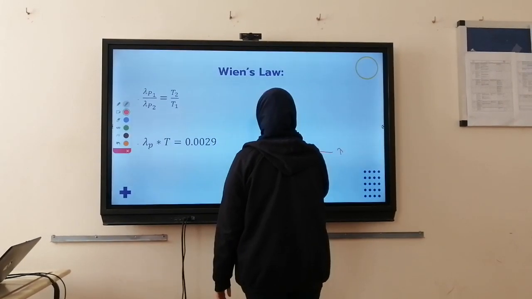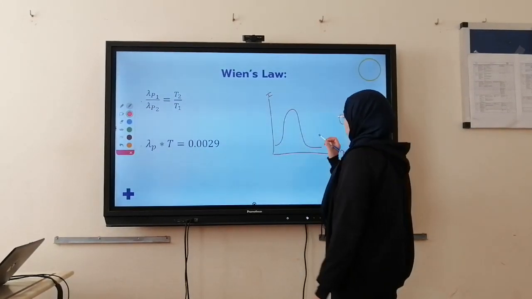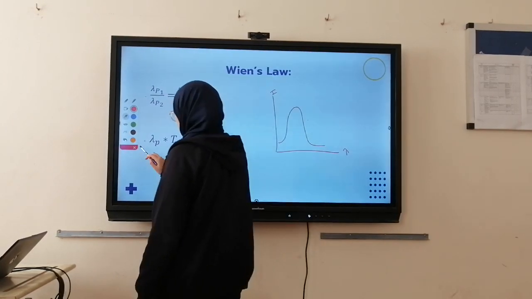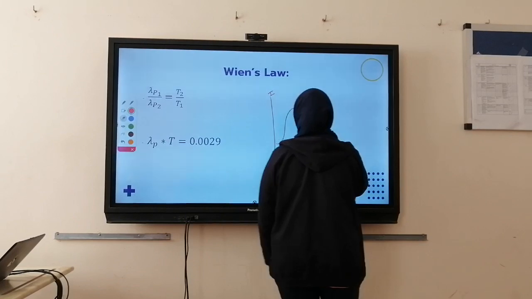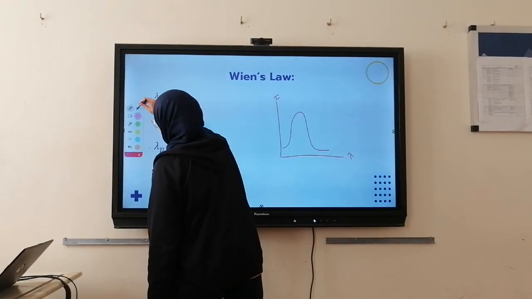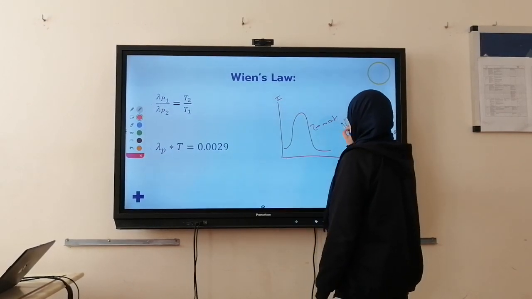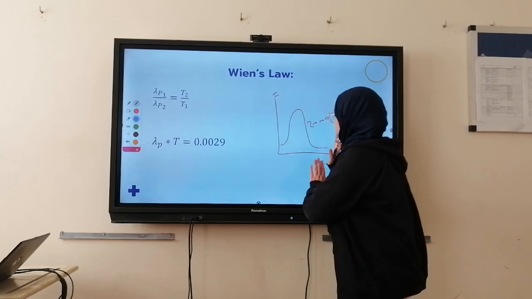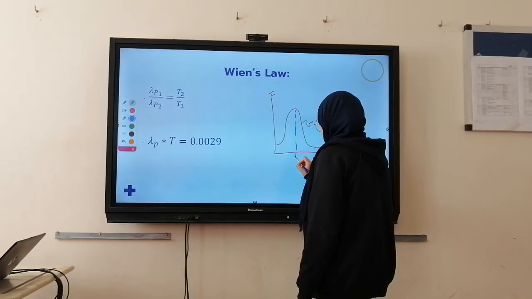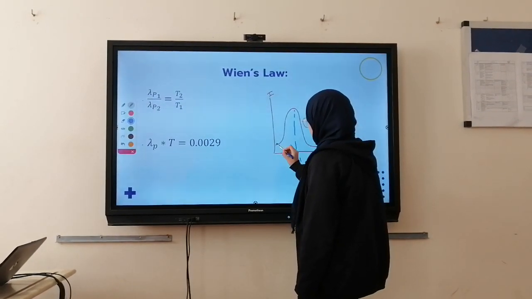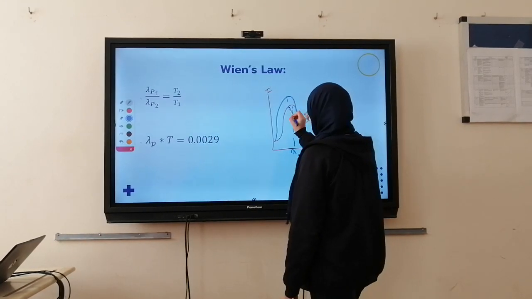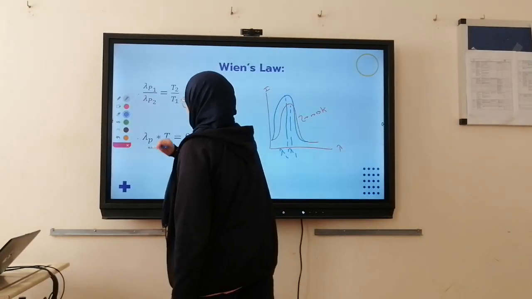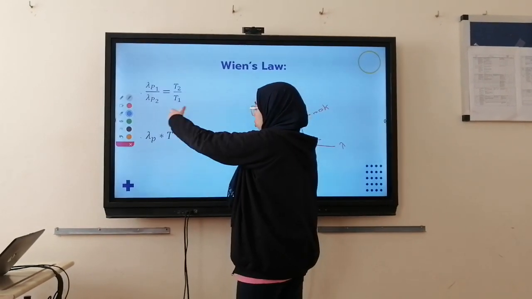If we suppose that this is the graph for about 2000 Kelvin, and there's a graph with a higher temperature, this graph will shift this way to the left. This is the peak of the wavelength. It will shift to the left to this wavelength, and the intensity will be greater. This phenomenon is described by Wien's law: lambda 1 over lambda 2 equals temperature 2 over temperature 1, in Kelvin.